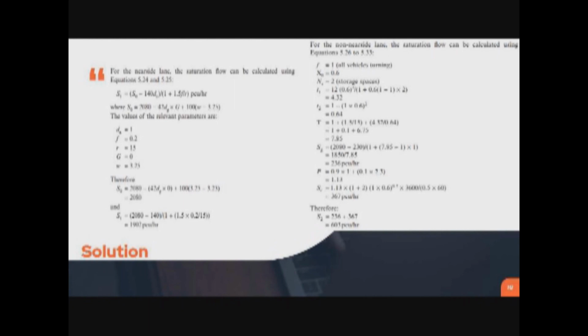The S sub G, now we have 236 passenger car unit per hour. And for the big letter P, we have 1.13, and for the S sub C, we have 367 passenger car unit per hour. So therefore, S sub 2, we will add S sub G plus S sub C, which is 236 plus 367, equal to 603 passenger car unit per hour.